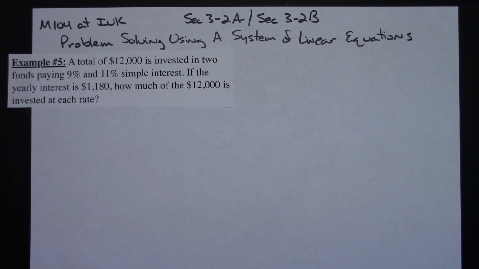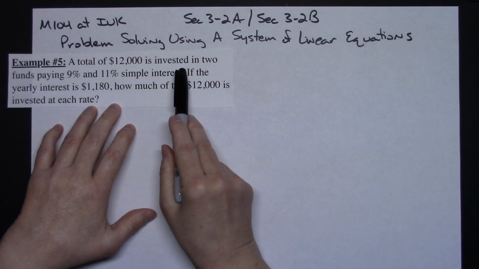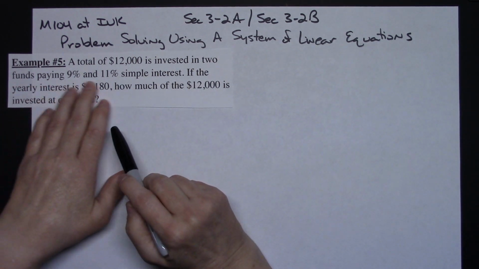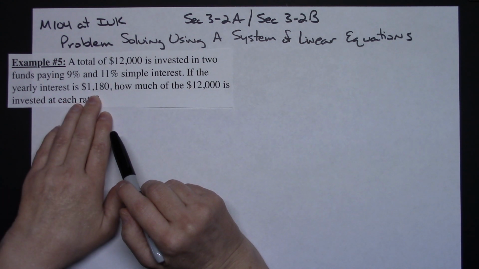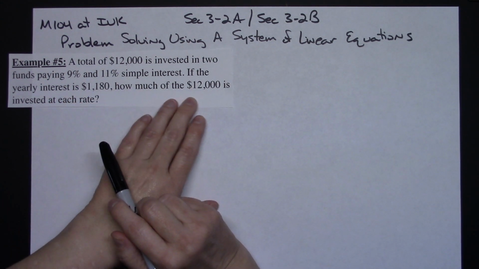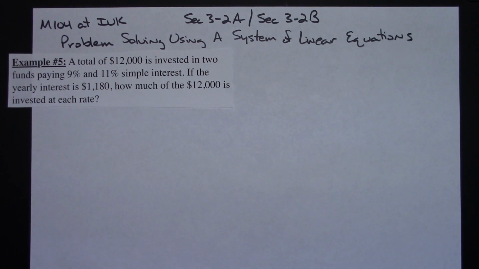Alright, in this one, we're going to be dealing with dual investments and some simple interest here. So on this one, we've got a total of $12,000 is invested in two funds that are paying 9% and 11% simple interest. If the yearly interest is $1,108, how much of the $12,000 is invested at each rate? Okay, so pretty typical of dual investment type things dealing with simple interest here. A system of linear equations is going to work perfect for solving this.